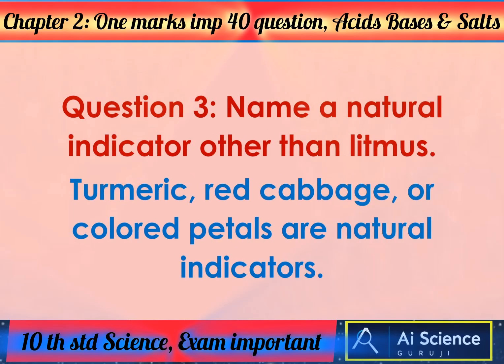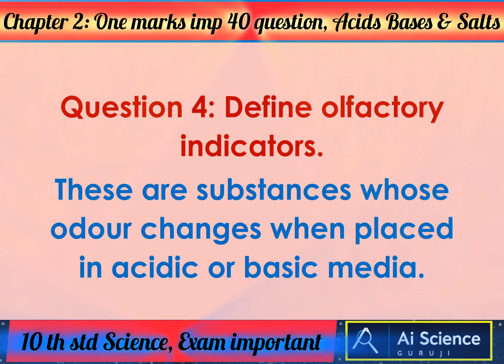Question 3. Name a natural indicator other than litmus. Answer 3. Turmeric, red cabbage, or colored petals are natural indicators. Question 4. Define olfactory indicators. Answer 4. These are substances whose odor changes when placed in acidic or basic media.